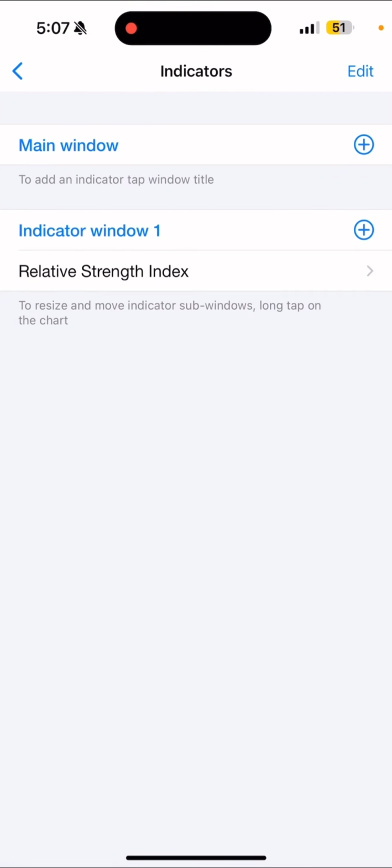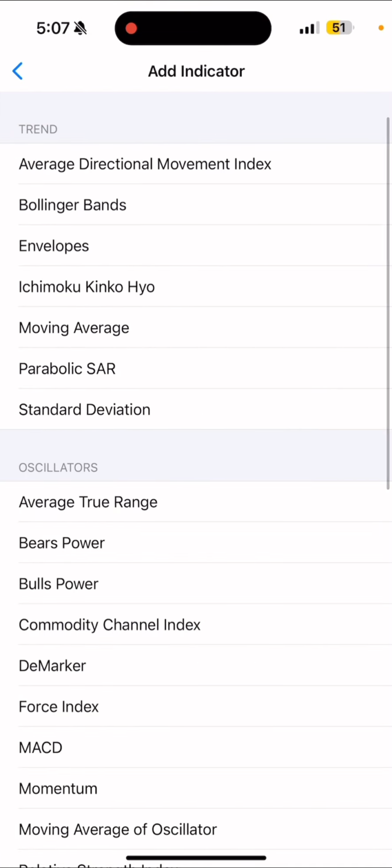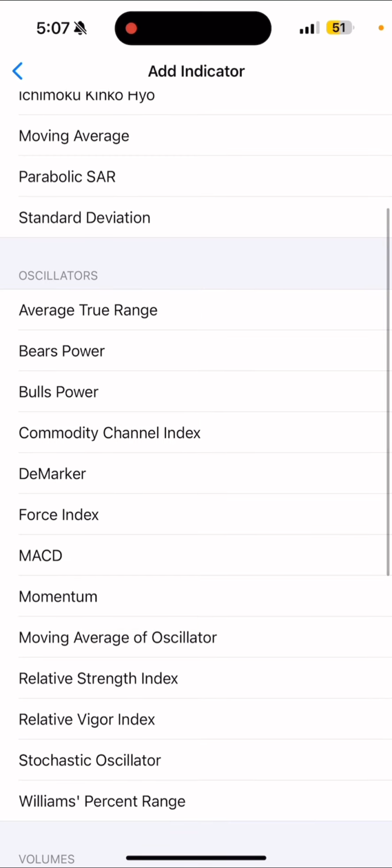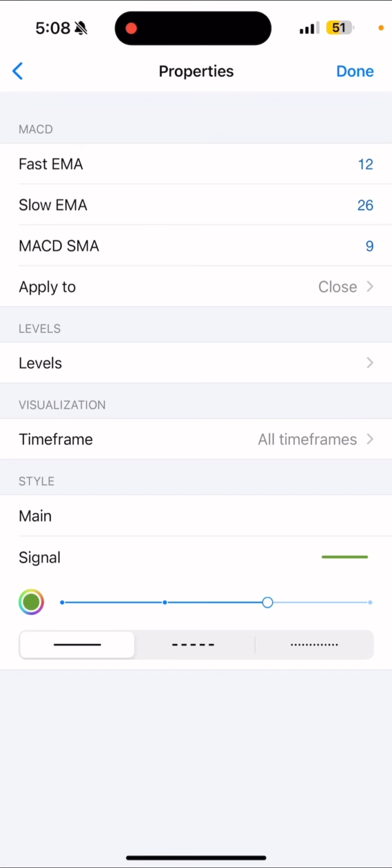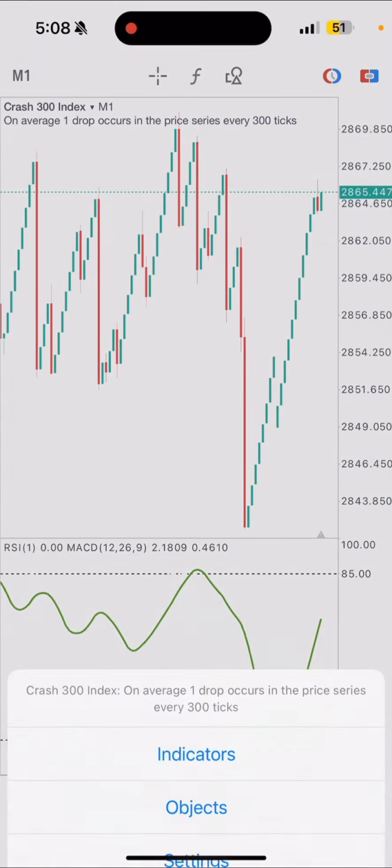The next indicator we are adding is the MACD, all right? That is the moving average convergence divergence. Now make sure you have the same settings, and what you should be most concerned about is the style. The main style is supposed to blend with your chart background, and then the signal style is quite a solid style. You can make it this color as I have made it, and you click on done.